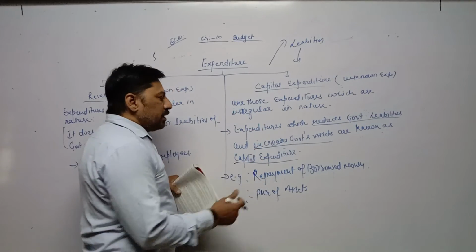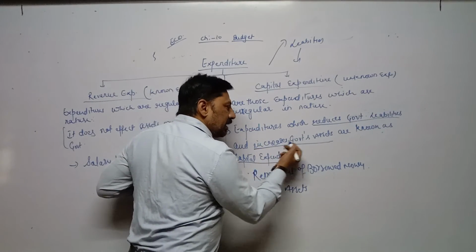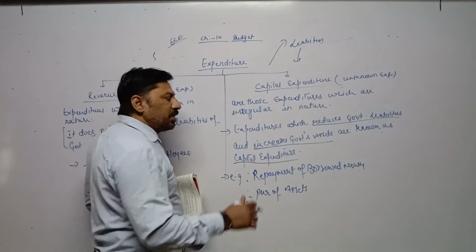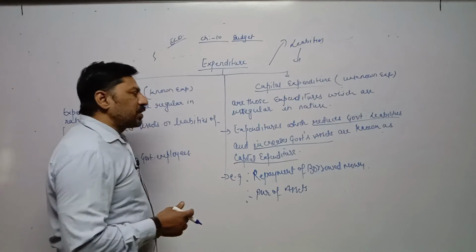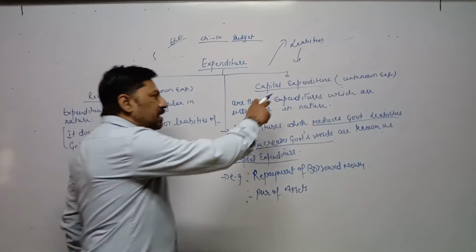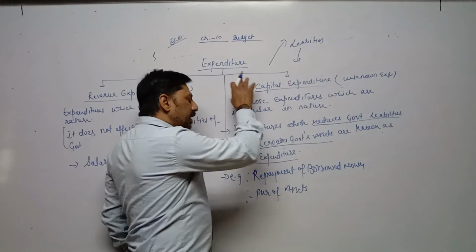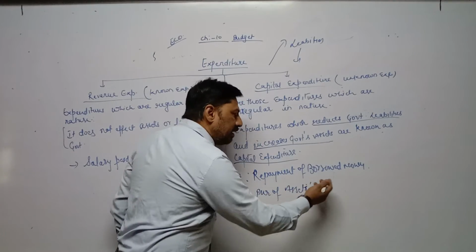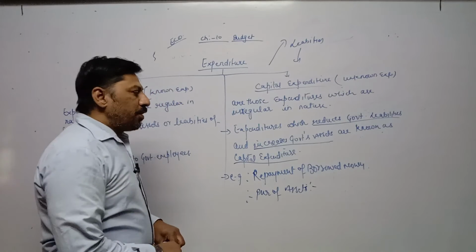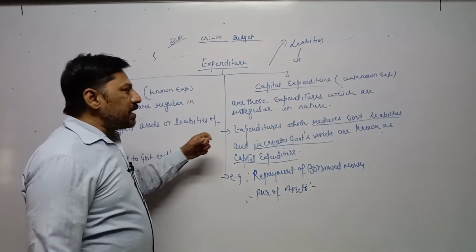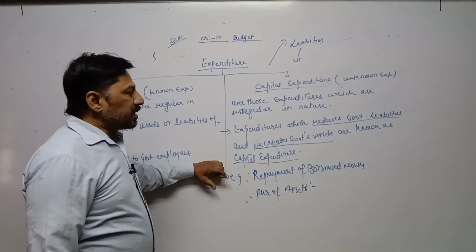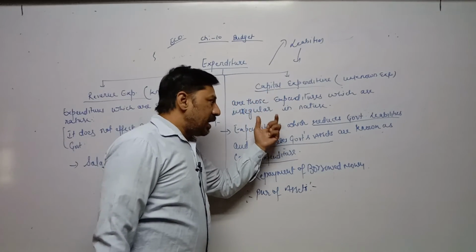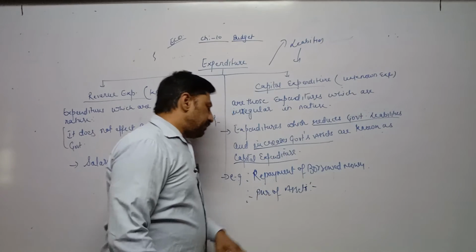So whenever there is an increase in government's assets, it means government needs to make payment for that, and that payment becomes expenditure. And which type of expenditure? Capital expenditure. So purchase of assets, for example purchase of aircrafts from the French government, is an expenditure for the Indian government, but such expenditure is called capital expenditure as it increases our assets.